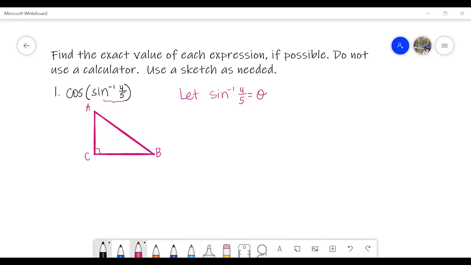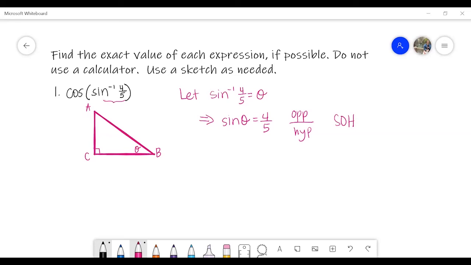So what we're going to do is place theta somewhere within this triangle. I'm going to put it here on B. Again, you can put it on A just as easily. This means that sine of theta is equal to just that 4/5, right? Well, if you remember from our first definition of our trig functions, sine uses opposite over hypotenuse, right? That's our SO of SOHCAHTOA.